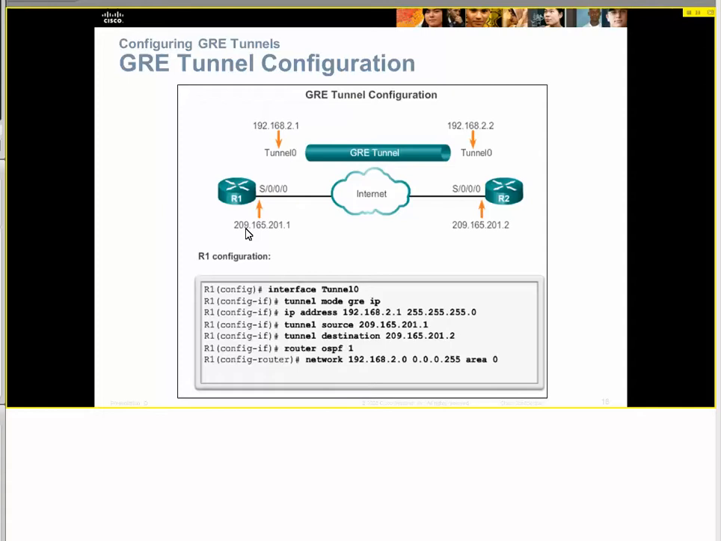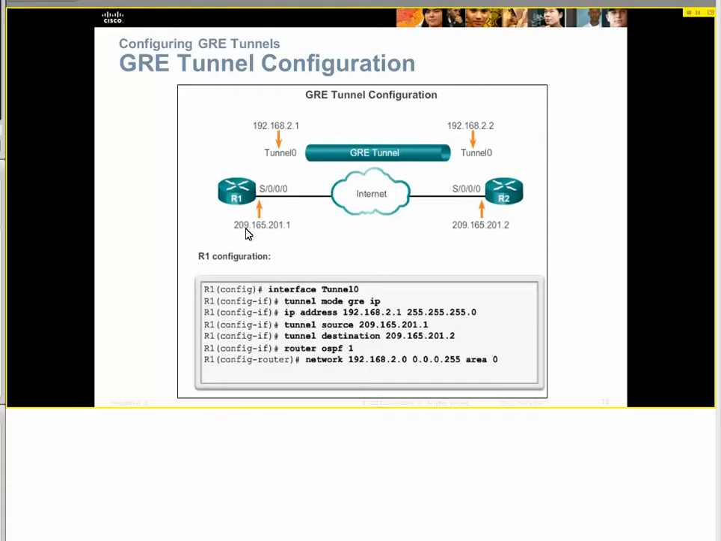So I could equally well in that statement say tunnel source S0/0/0. Now the destination must be an IP address because, number one, you don't know what the interface is at the other end, and even if you did, it doesn't matter. The source can be an address or an interface name, but the destination must always be an IP address. And it's not a network address, it's the actual IP address assigned to your destination.